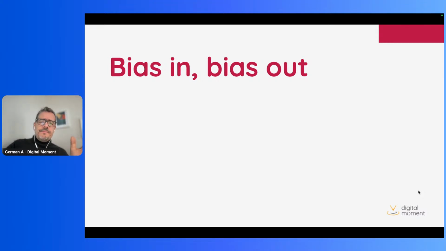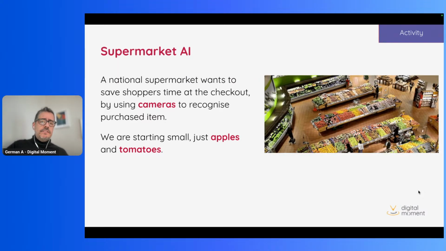Bias is a key part in artificial intelligence. The way that we're going to do it is that we're not going to talk about bias yet. What we're going to do is an activity. This is one of the activities within the package, with a video explaining everything that I'm going to show you and with very clear instructions.